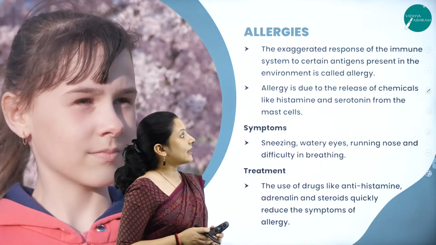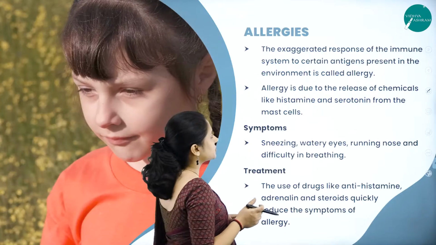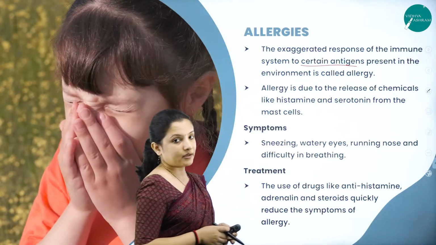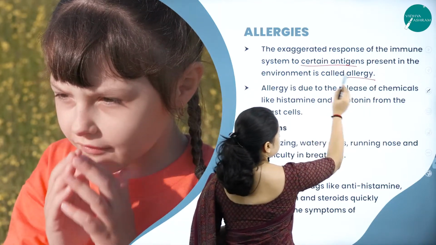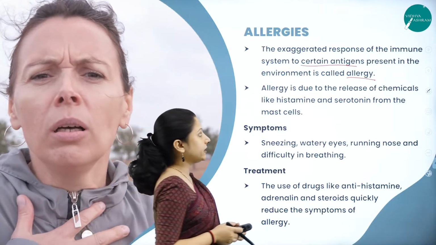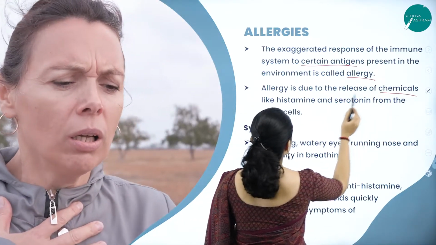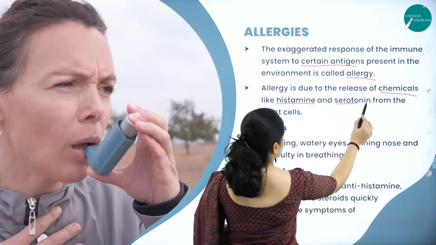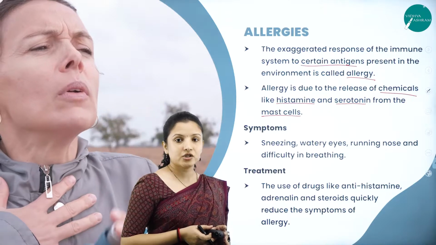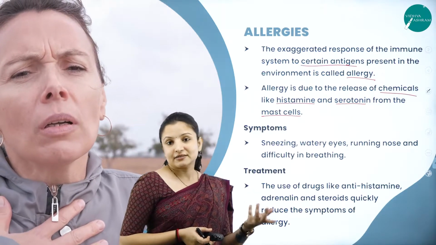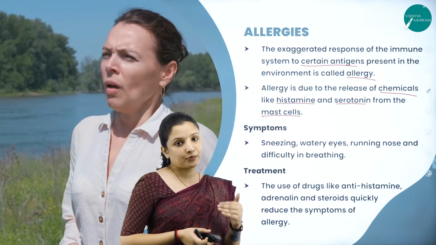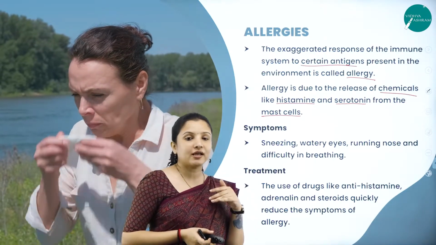Allergies exaggerate the response of the immune system to certain antigens present in the environment, and that is called an allergy. An allergy can be caused in human beings by certain chemicals like histamine and serotonin from the mast cells. That is why, whenever you have an allergy, the best example of medication is cetirizine. Cetirizine is an antihistamine tablet which blocks the production of histamine. Therefore, your allergy can be reduced.